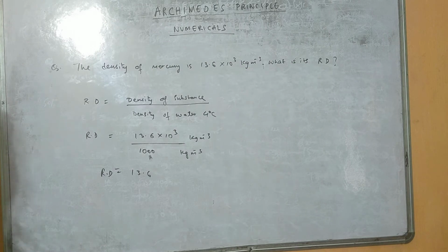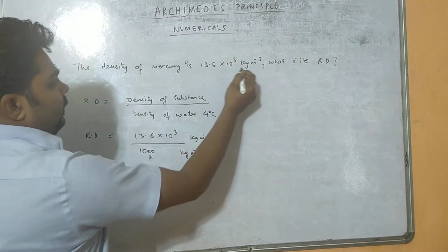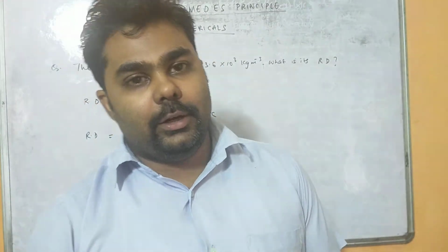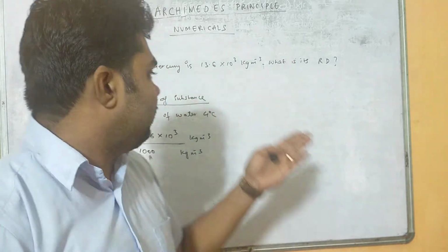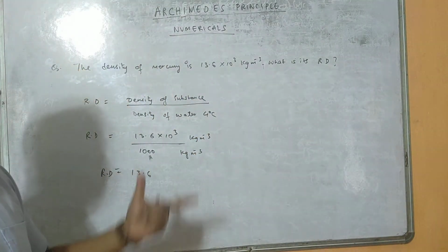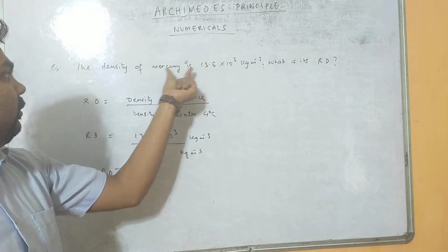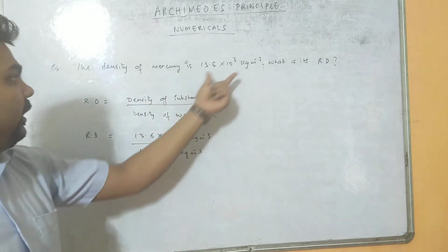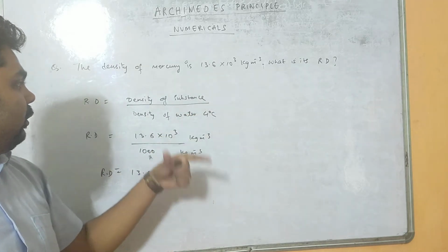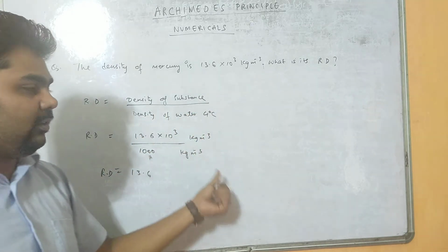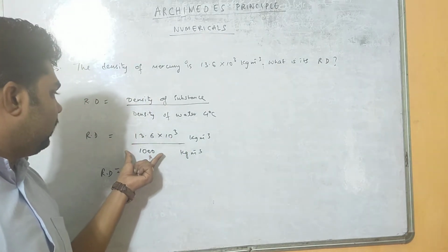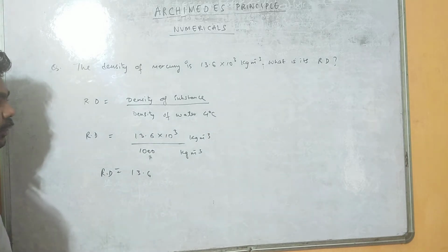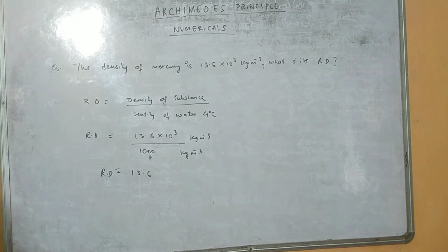The density of mercury is given as 13.6 into 10 to the power 3 kg per meter cube. What is its relative density? Again, we know relative density is the density of substance by density of water at 4 degrees Celsius. Density of substance, that is mercury, is given as 13.6 into 10 to the power 3 kg per meter cube, right? And we know density of water at 4 degrees Celsius is 1000 kg per meter cube. So if you divide 13.6 into 1000 by 1000, the 1000 and 1000 will get cancelled. What will we get here? 13.6. So relative density has no unit.